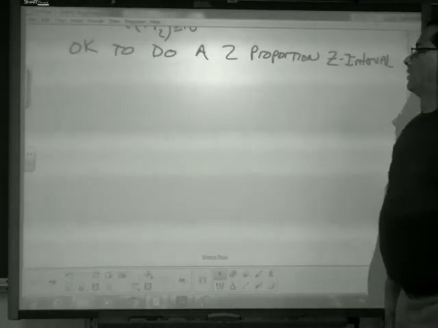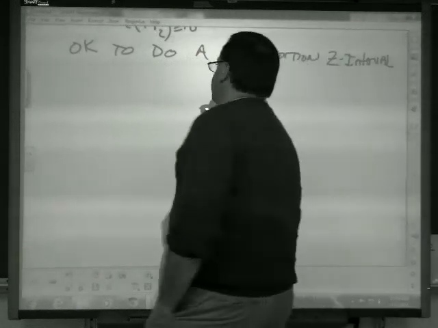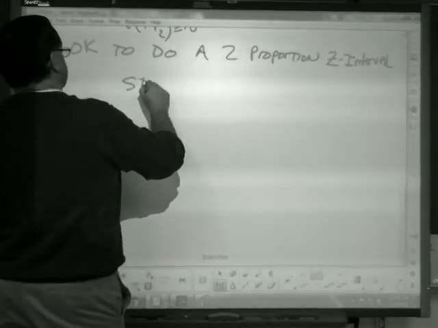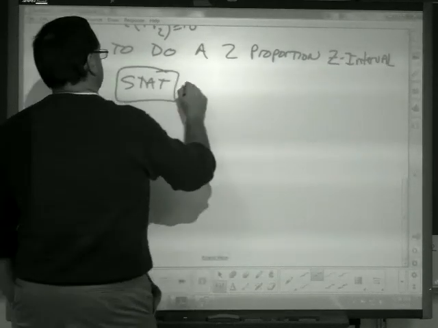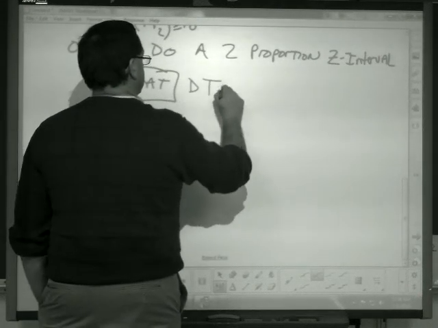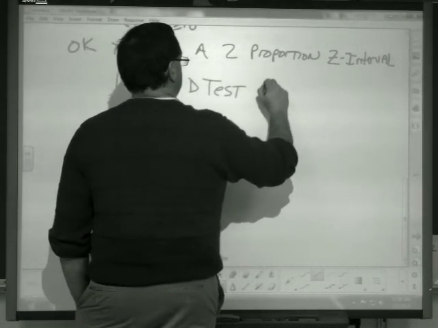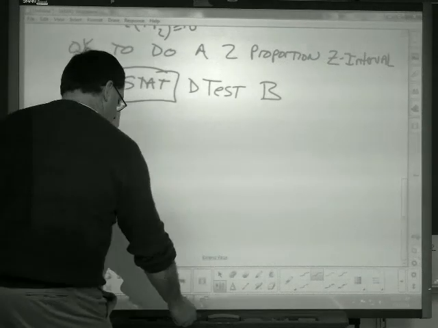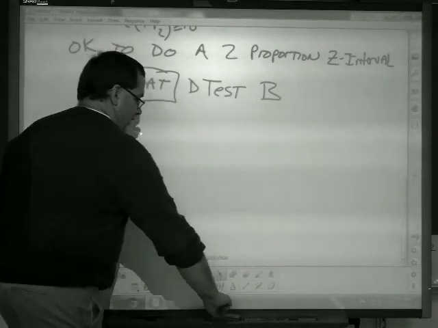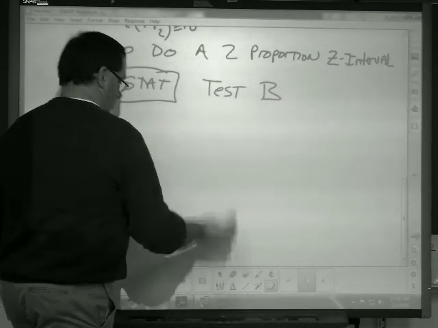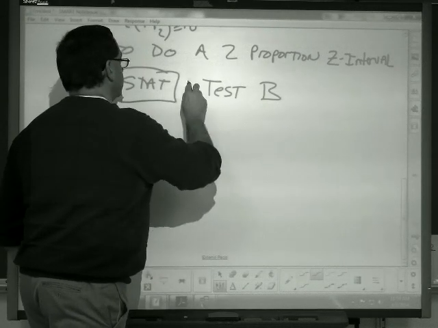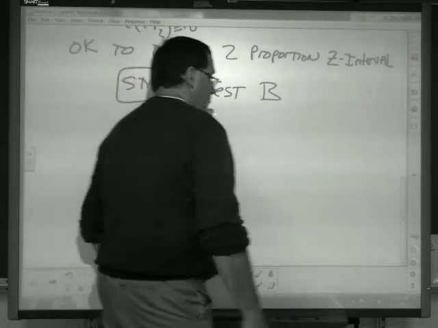And on your calculator, the two proportion Z interval, again, is stat, and then you arrow over to test, B, stat test B. That looks like a D, but that's really just an arrow symbol. And that's it.